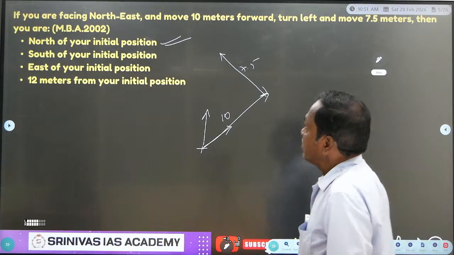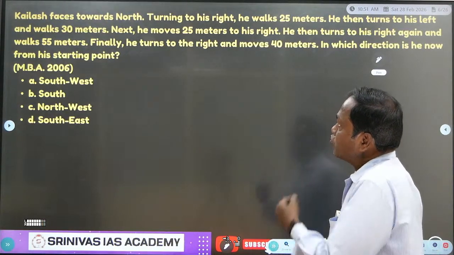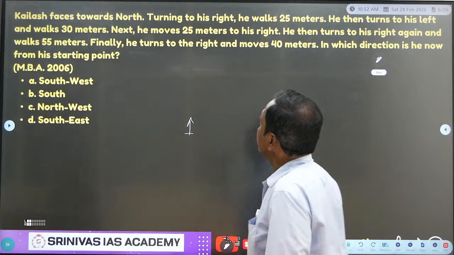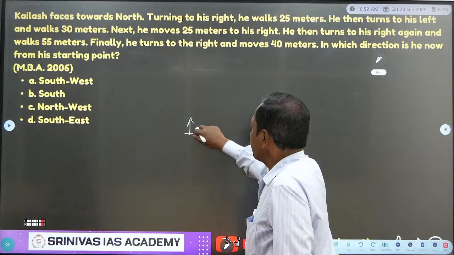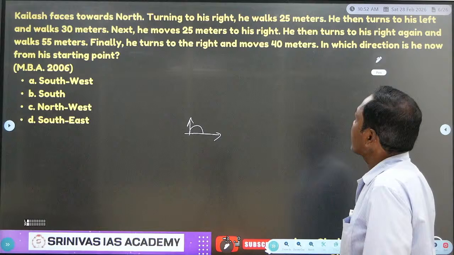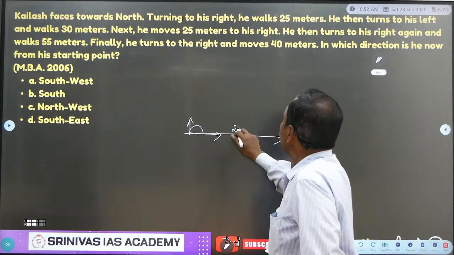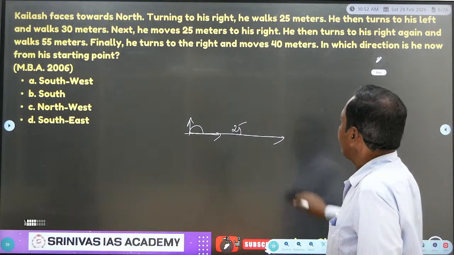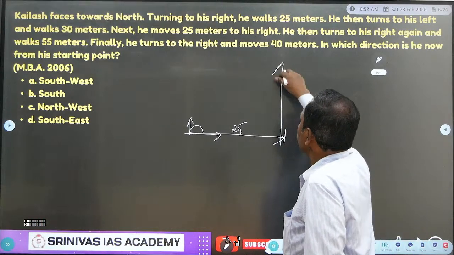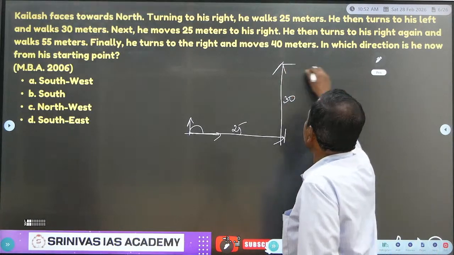Next. What is the north of that? Kailas faces towards north. Turning to his right, it means like this. Turning to his right, he walks 25 meters, then turns to his left, upward, and walks 30 meters. This is 30. Next, he moves 25 meters to his right.